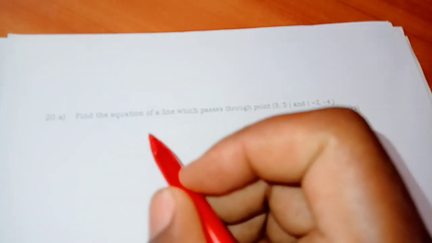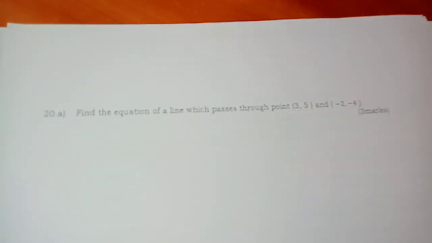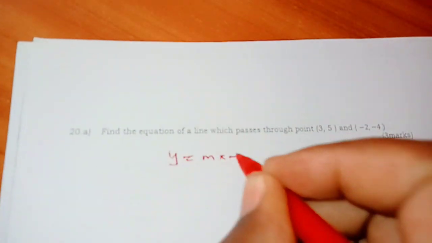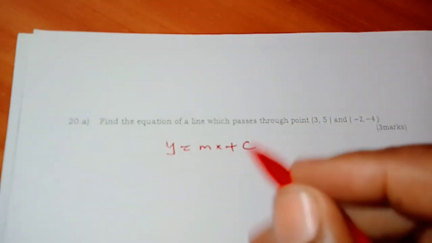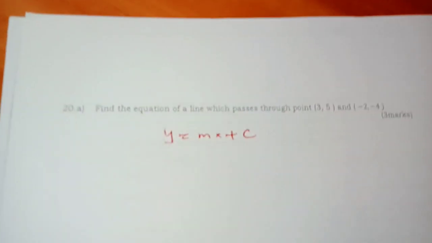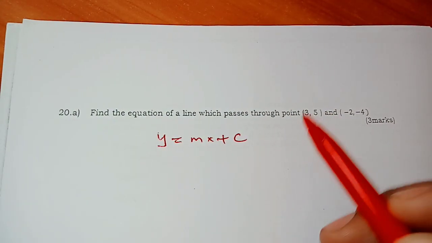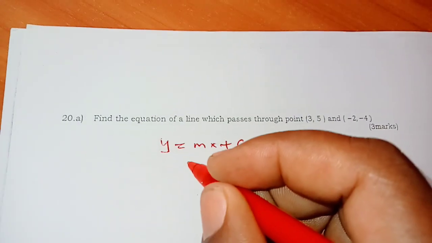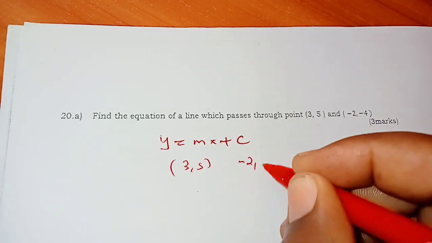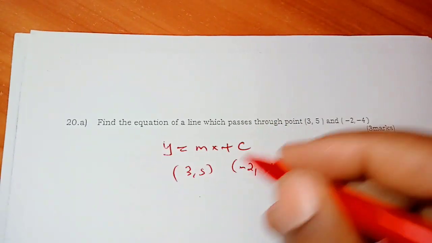For us to get the equation of a straight line, we have this standard formula: y equals mx plus c, and we already know that y and x are variables, m is the gradient and c is the y-intercept. So we have to pick the points here. We already have (3, 5) and (-2, -4). We need to find m and c.